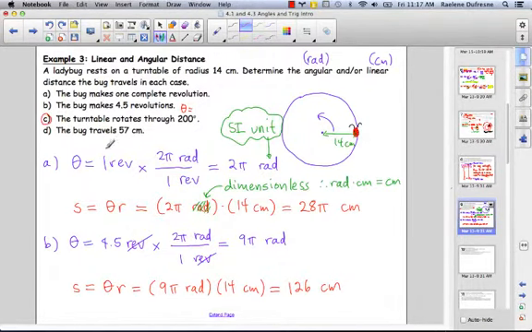Part D says that the bug travels 57 centimeters. Because the units are the linear distance units, we are given S. And from S, we want to work backwards to calculate, in this case, the angular distance, or the value for theta. So the angular distance is theta, and the linear distance is S. And the relationship between the two quantities is S is equal to theta r. But the important thing to remember is that theta has to be measured in the SI unit of radians. So I'll leave you to try part D as well, and we'll talk about it when we meet.